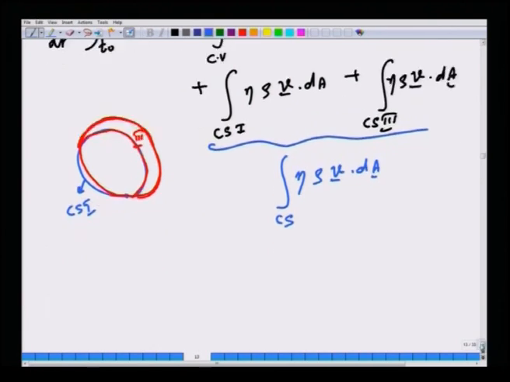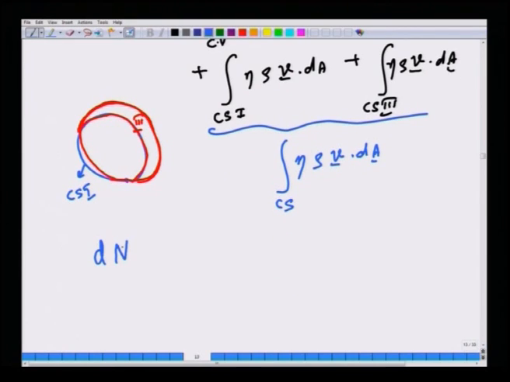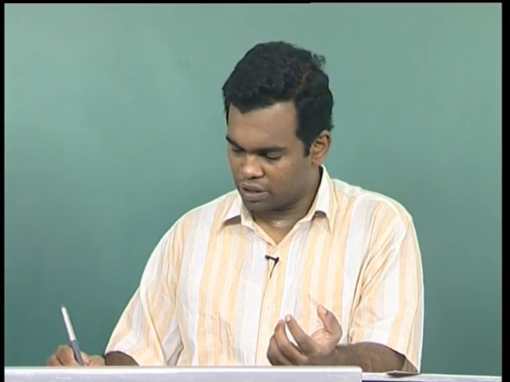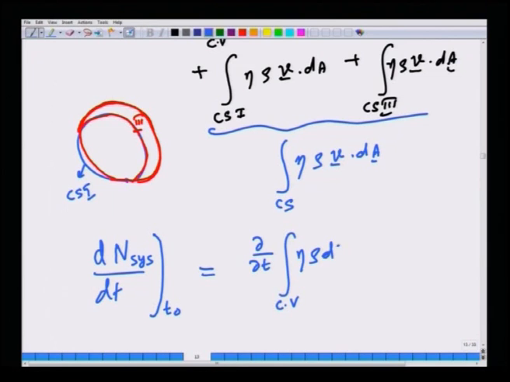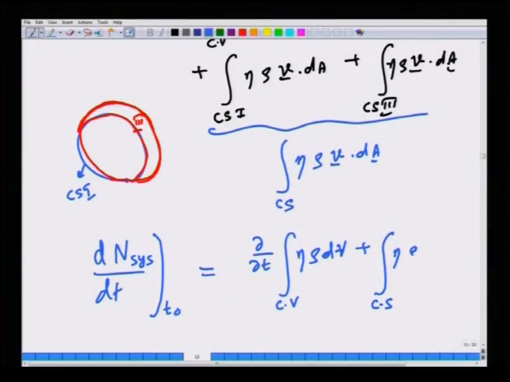So, the rate of change of a quantity like mass, momentum or energy that is present in the system at a given time, if the system and CV coincide at that time, is equal to two terms. One contribution is the bulk rate of change of the quantity in the CV itself, the d/dt of eta rho dV. The next contribution is due to the motion of fluid in and out of the CV, due to fluid flow. That is the flux term.